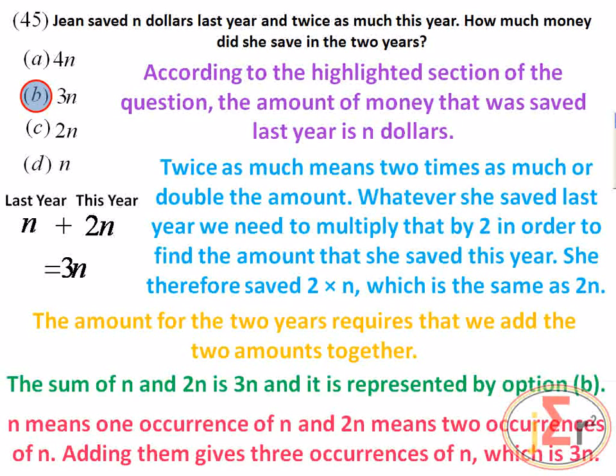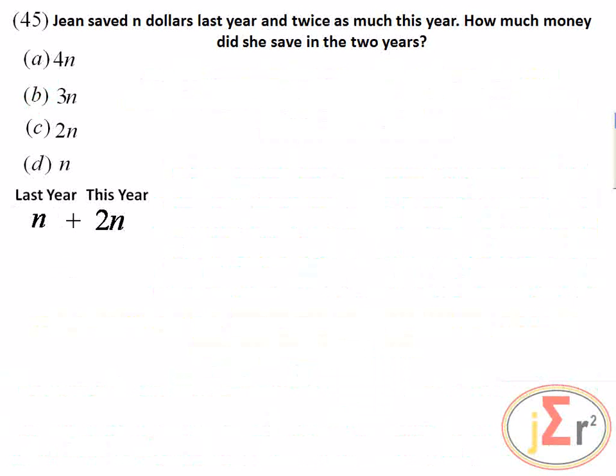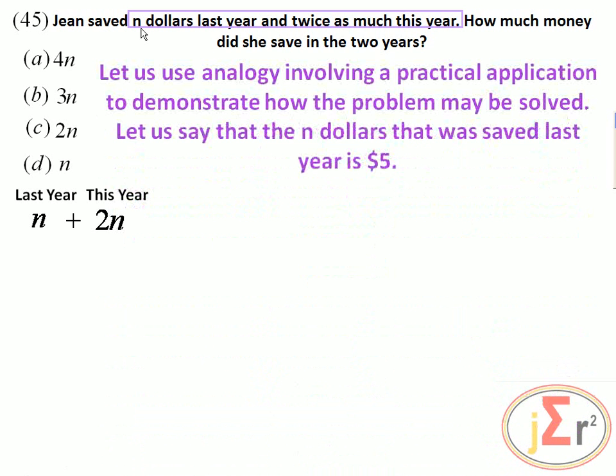N means one occurrence of N, and 2N means two occurrences of N. Adding them gives 3 occurrences of N, which is 3N. We are taking a second look at the problem. This time we will put some figures inside there and make use of those figures in an analogy with the N that we have in the statement of the problem here. Let us use analogy involving a practical application to demonstrate how the problem may be solved.